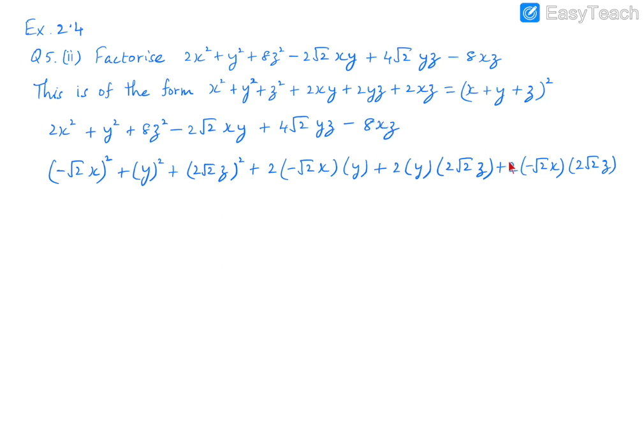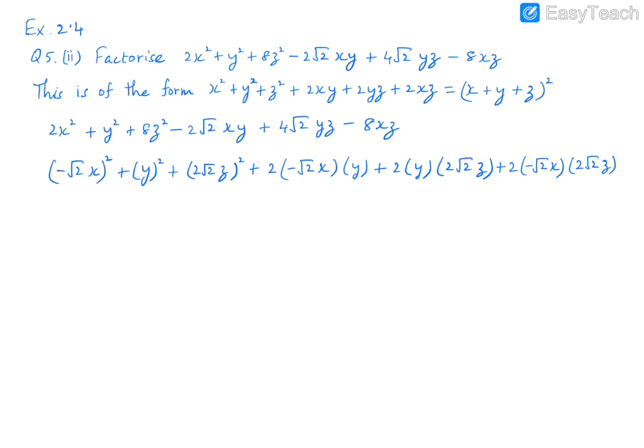So we have 2 multiplying with this 2, so that's 4. And then root 2 into root 2 is 2. 4 into 2 is 8. And we have a negative sign here, so it's minus 8. And x into z is xz. So clearly, this is an expansion of these terms, negative root 2x plus y plus 2 root 2z the whole square. Okay, when we expand it using these values for x, y, and z, we get this particular expression.